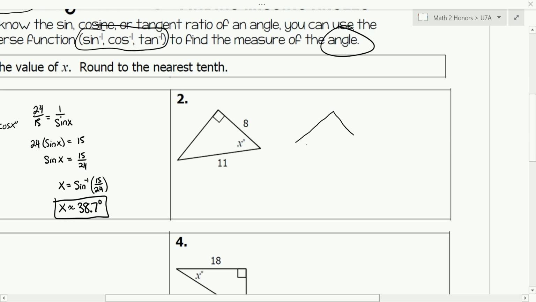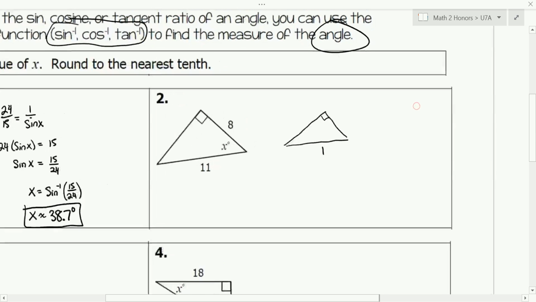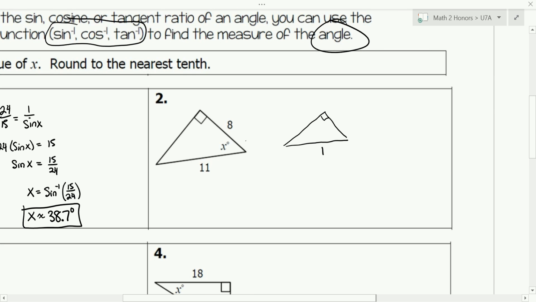So I'm going to draw a smaller version, scaled down version with a hypotenuse of 1. These triangles are similar to each other, so they have the same exact angle measurements. So I'm going to put x in here. Across from angle x, when your hypotenuse is 1, that would be the sine of that angle. And then the leftover is the cosine of that angle. And we're working with 11 and 8, and they correspond with 1 and cosine. And so we set up a proportion.